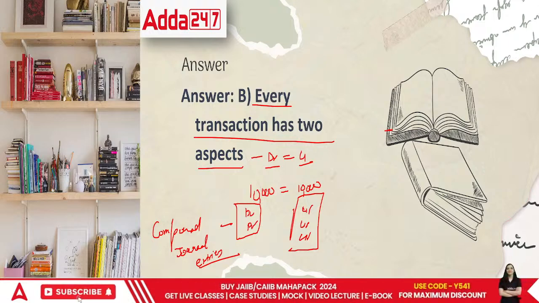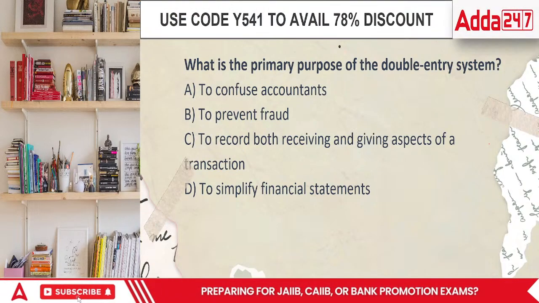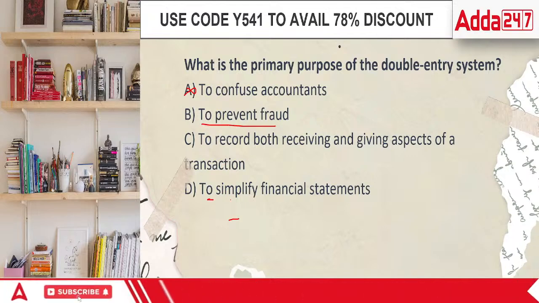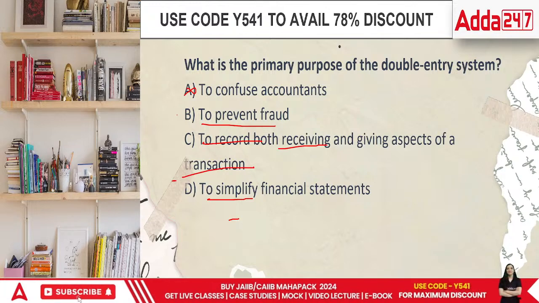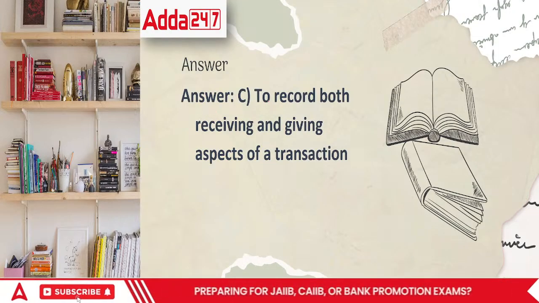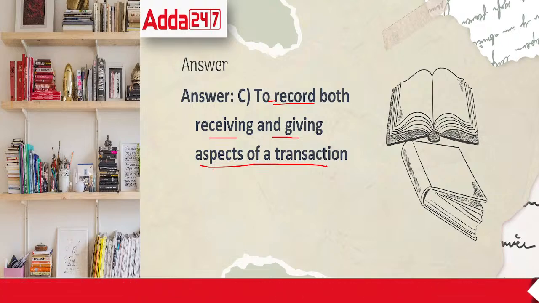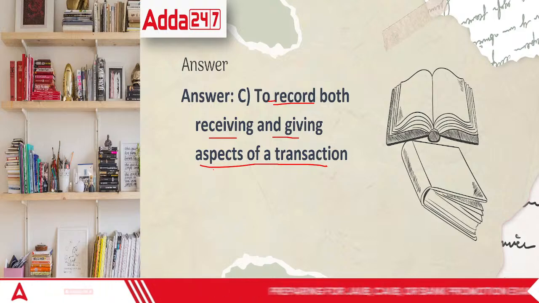Chaliye. Now coming towards the next point. What is the primary purpose of double entry bookkeeping? To confuse the accountants, this can never happen. To prevent fraud, it can. To simplify the financial statement, this is also true. To record both receiving and giving aspect. वैसे तो these are true, but the aim was C only. That was to record both the giving as well as the getting aspect of a particular transaction. This is what they strongly wait for.